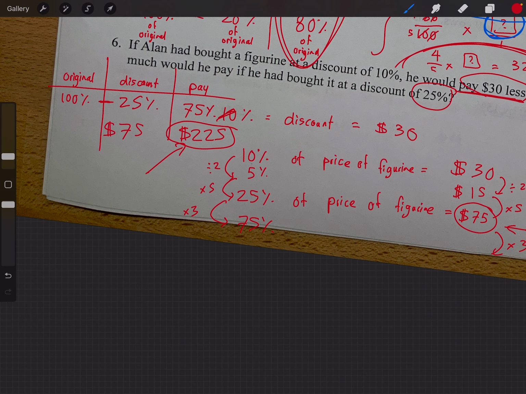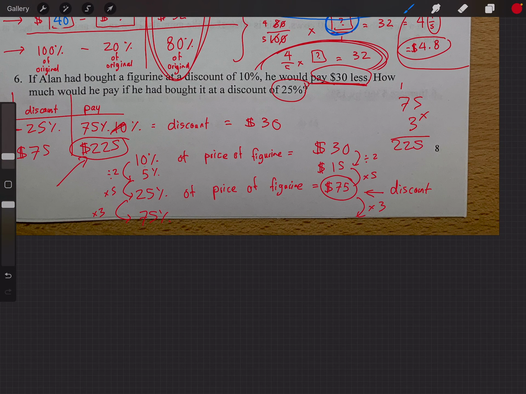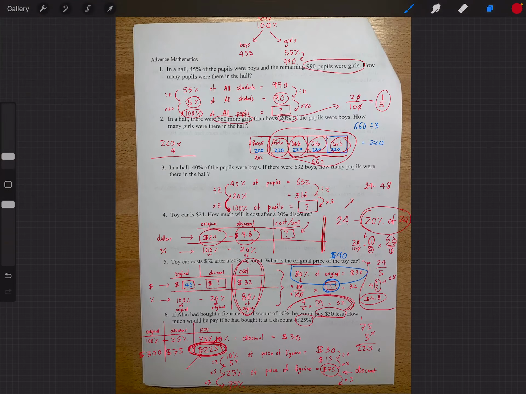So that means that the original price was 250. 250 minus, hold on, not 250, 300. Yeah. The original price was $300. Alright, so it says how much would he pay? So the answer is this one. How much he pays, that much. Alright, next page.